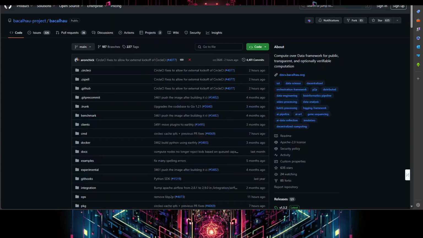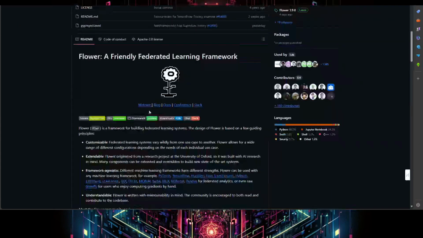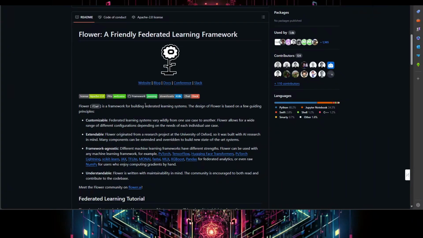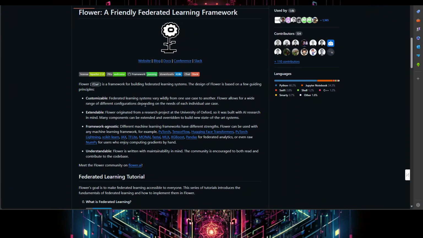I have Flower pulled up as well. That's an implementation of it as distributed training. So I know it's possible, I just haven't looked into the actual architecture of it.